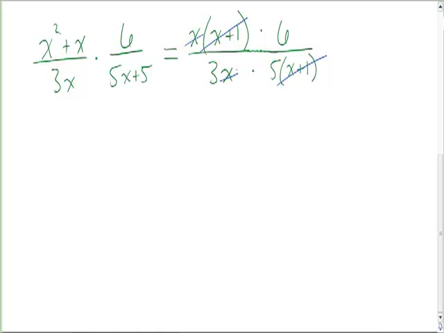And now notice what I'm left with. All that's left on top is a 6, and all that's left on bottom is 3 times 5. Well, I can reduce the 6 and the 3, right? 6 divided by 3 is 2, and 3 divided by 3 is 1. So after all of that, what this reduces all the way down to is 2 over 5, or 2/5.